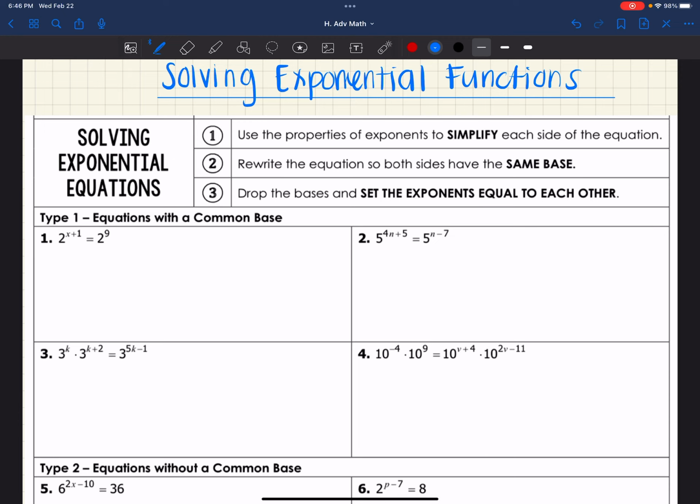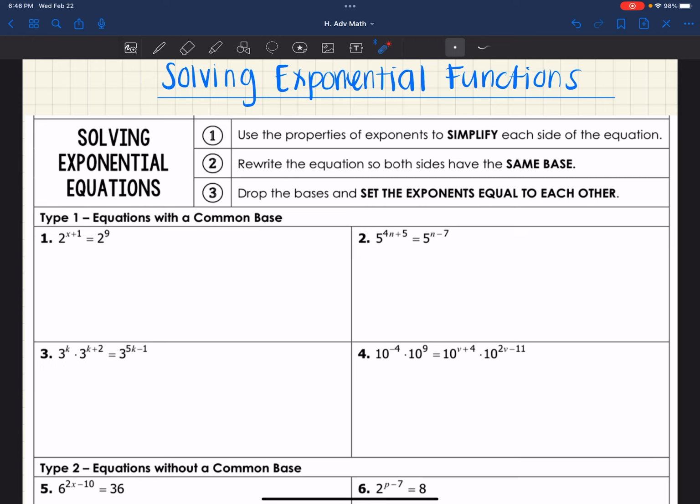All right, so let's go ahead and get started. Number 1 through 4 are considered the quote-unquote easy questions. Why? Because you're going to notice that all of these are equations already given to you with a common base. Here on number 1, my base is 2, my base is 2. Exponent is x plus 1, exponent is 9. In number 2, my common bases are 5, and then I have my 2 exponents. In number 3, my common bases are 3, and then I have my exponents. And then in number 4, my common bases are 10, and then I have all my exponents.